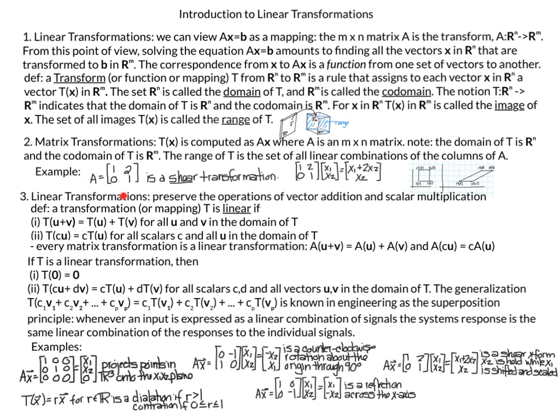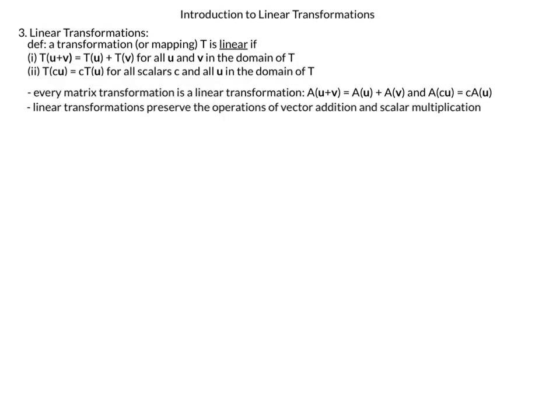And the thing about linear transformations is they preserve the operations of vector addition and scalar multiplication. So we'll define what a linear transformation is, but remember, the idea is that it preserves vector addition and scalar multiplication. So a transformation or mapping, T, is linear if, 1, when you take the transformation of the sum of two vectors, that's the same thing as taking the sum of the transformation of the two vectors. In other words, T of u plus v equals T of u plus T of v for all u and v in the domain of T.